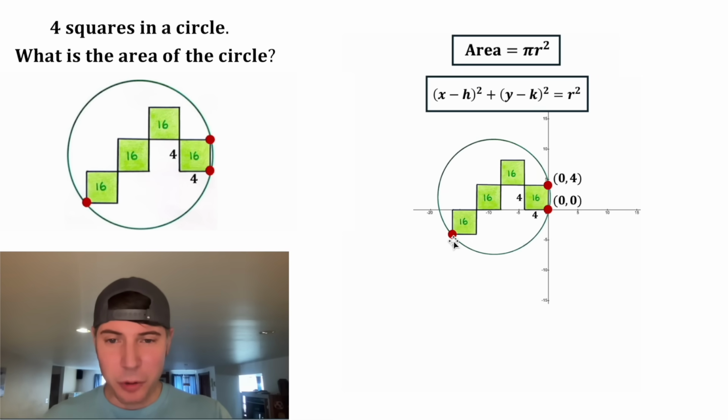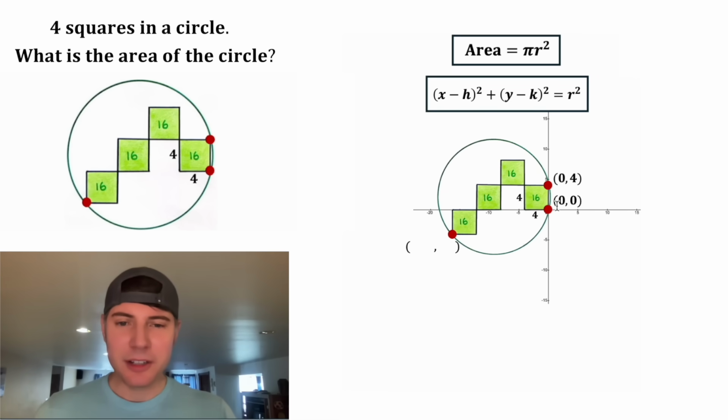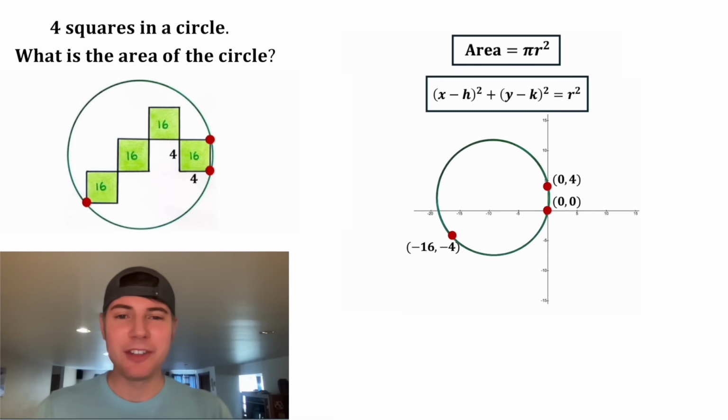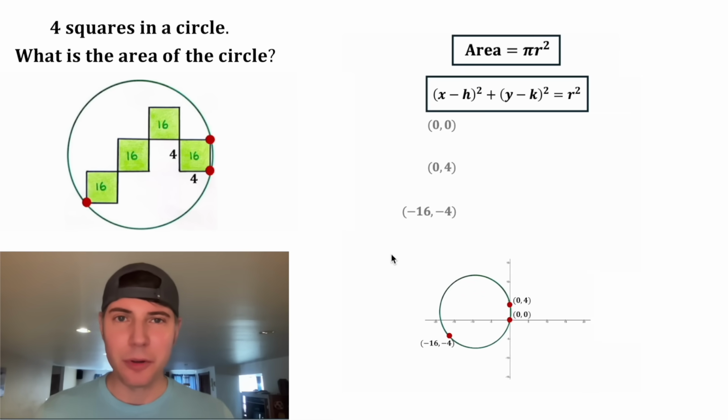And let's also find the coordinate for this point. To find the x coordinate, let's see how far back we go on the x-axis. We have 4, 8, 12, and 16. So the x-coordinate is going to be negative 16. And then to get the y-coordinate, we're going to go down one side length, which is equal to 4. So this is going to be negative 4. Now we have 3 points on our circle. Let's find the equation of the circle that goes through those 3 points.